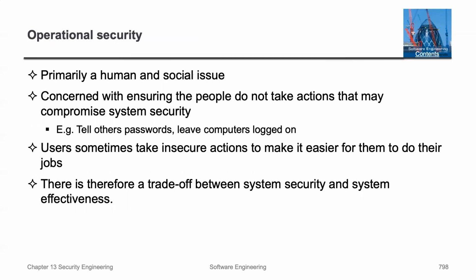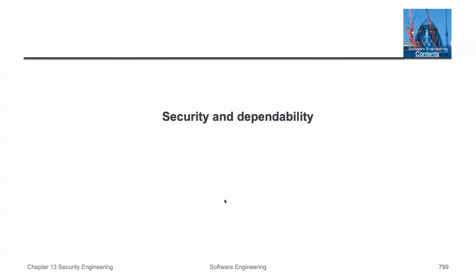For operational security, this is primarily a human and social issue. It's concerned with ensuring that people do not take actions that may compromise system security. So you don't tell others your password, you don't leave computers logged on, things like that. Users sometimes take insecure actions to make it easier for them to do their jobs, and so that needs to be monitored and mitigated, and there is a trade-off between system security and system effectiveness.